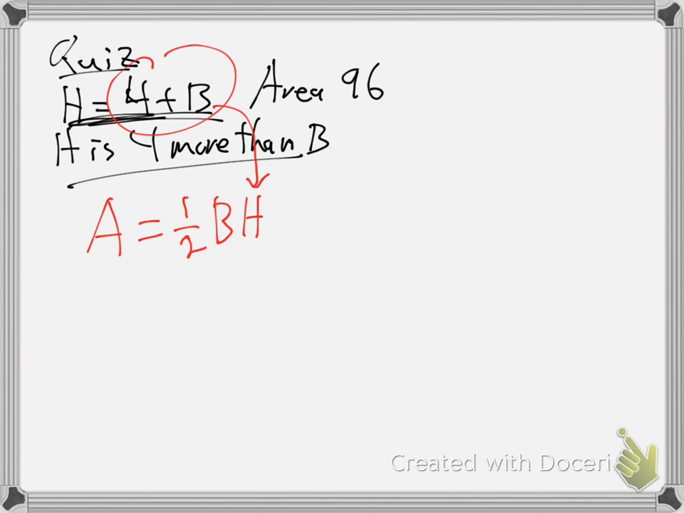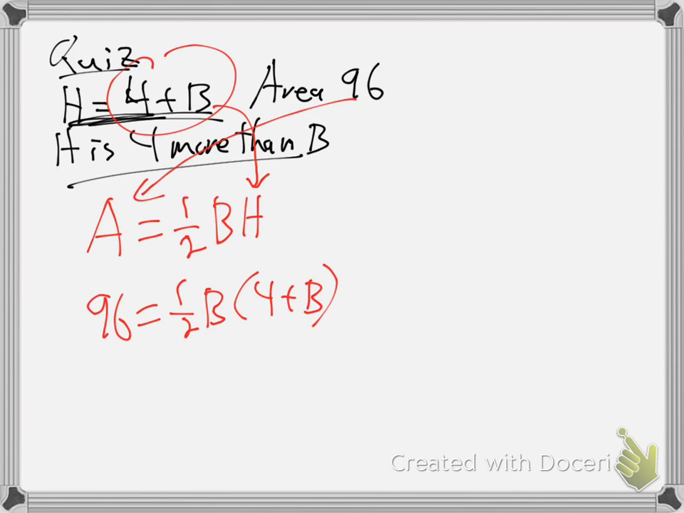That'd be fine. All right, so let's plug that h in there. And then the area is 96. Plug that 96 in there. And that's 4 plus b. We good to there? Does that make sense how that works? So I just plugged in for the h, the 4 plus b, because that's what h equals. That's what h is, 4 plus b. Good. And the area is 96, like that.